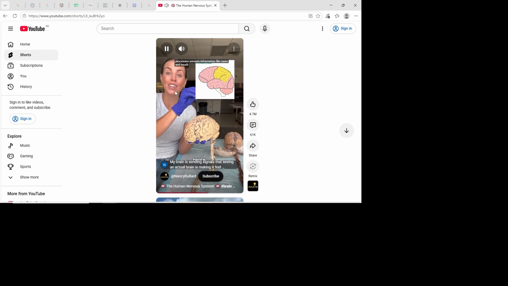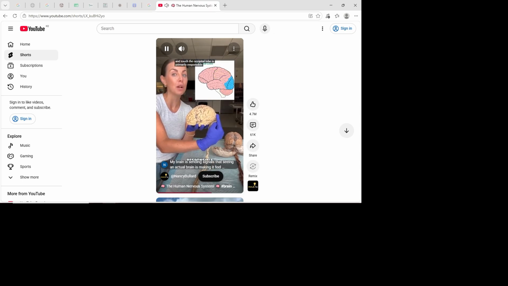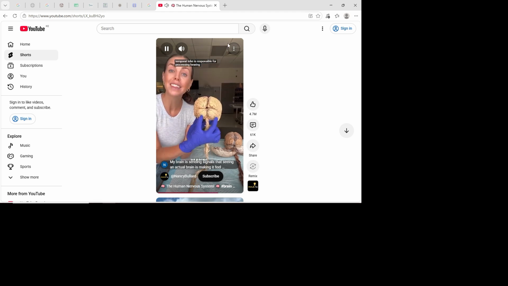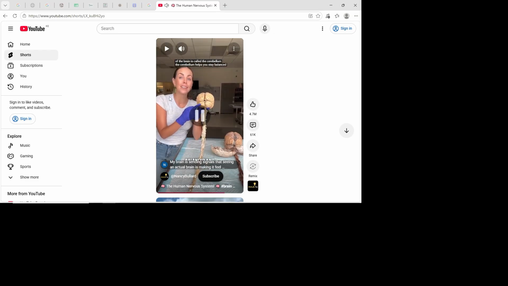Like taste and touch. The occipital lobe is primarily responsible for vision, and the temporal lobe is responsible for processing hearing. This part on the back of the brain is called the cerebellum. The cerebellum helps you stay balanced.